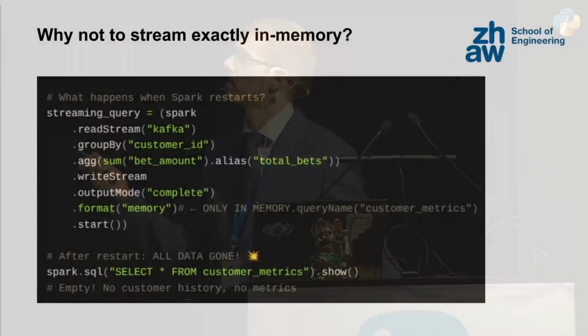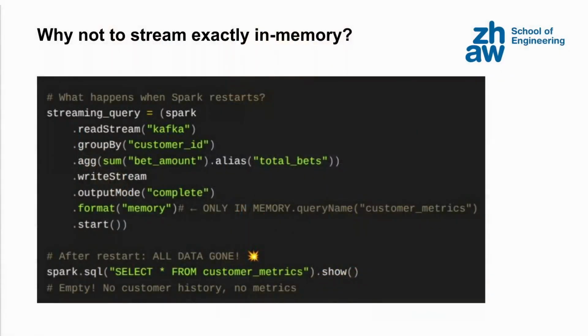Now imagine you stream the data, so you want to react as quickly as possible. What are you going to do? For example, you can store it in memory. I have bad news. For example, you use Spark, and if your Spark restarts, you have nothing. So in memory is not the best solution.